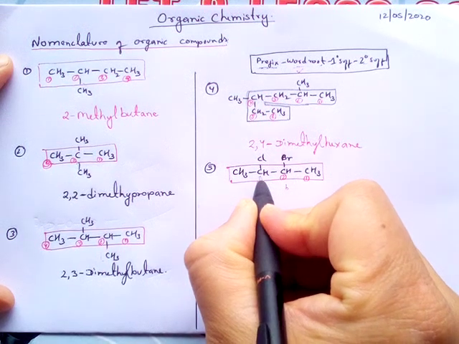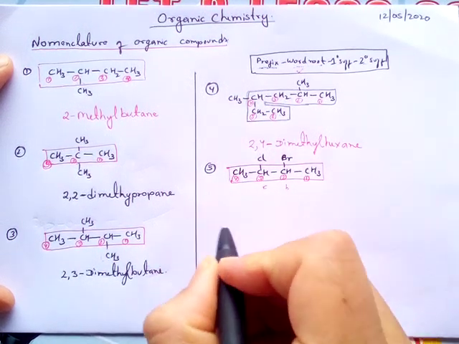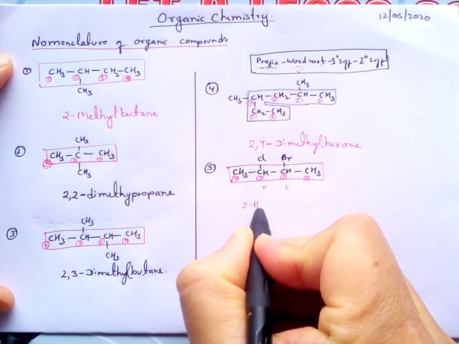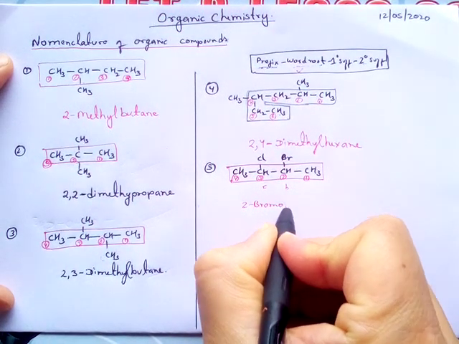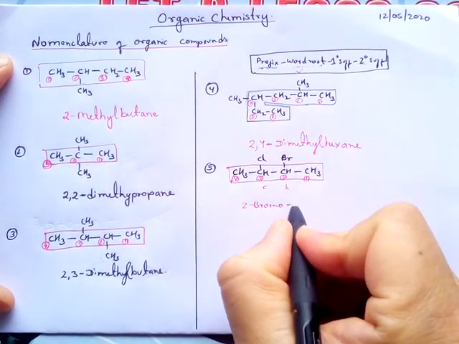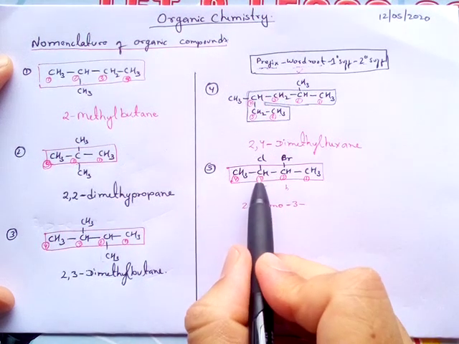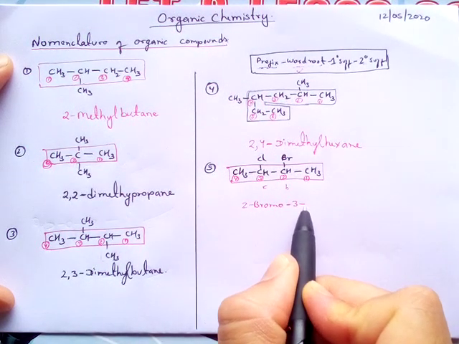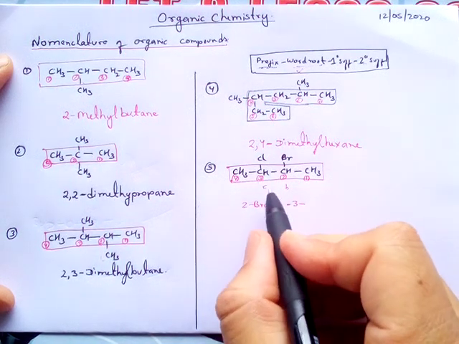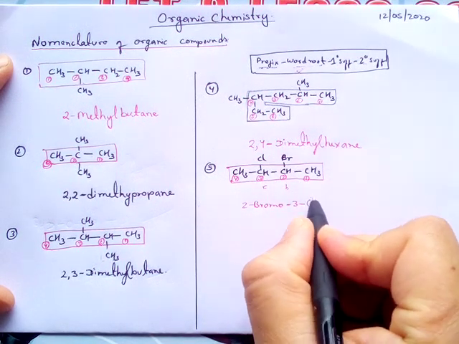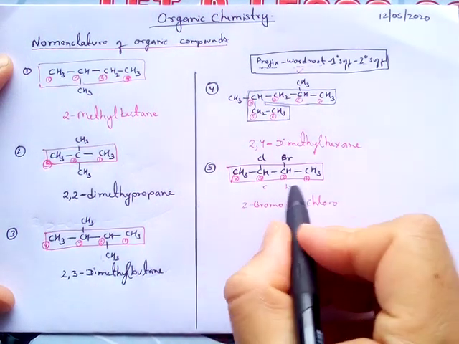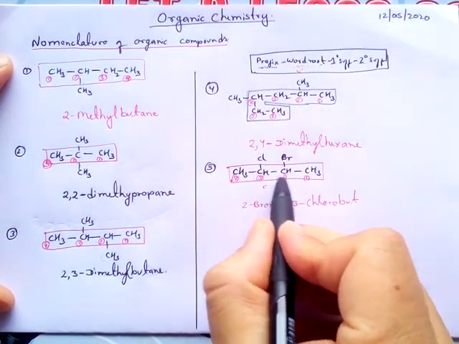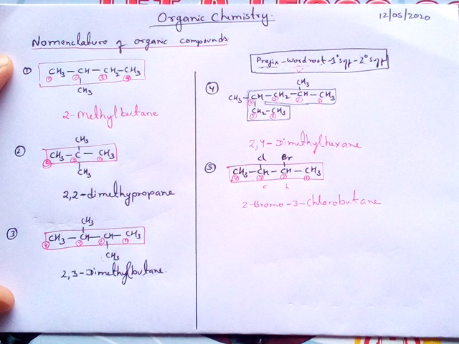1 2 3 4. So the name becomes 2 bromo, then hyphen, then again 3, so 3 position of chloro. So while writing the 3, you have to remember the hyphen. Then chloro, C-H-L-O-R-O, chloro. Then 4 carbon means B-U-T, but. Then carbon all single bond, so A-N-E, butane.